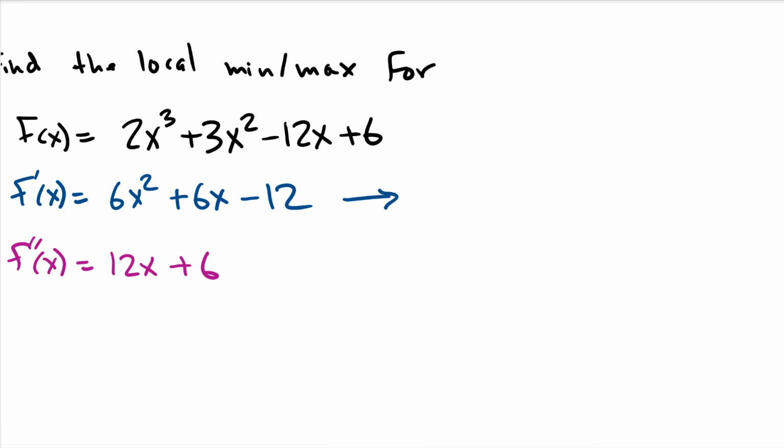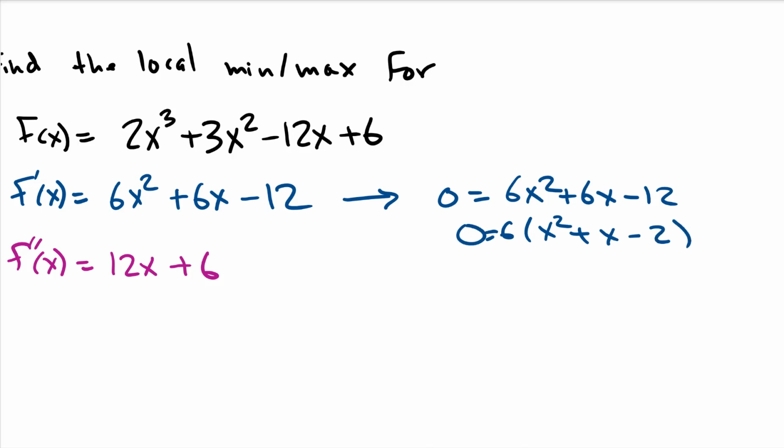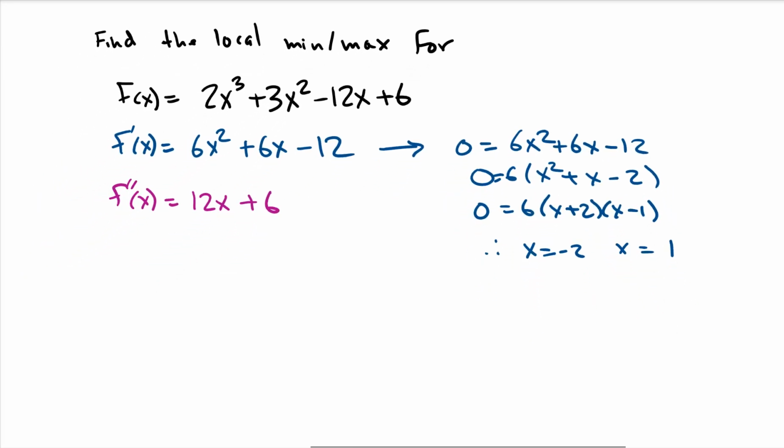We take this and we set it equal to 0. We can factor out that 6, and that leaves us with x squared plus x minus 2. And this becomes 6 times x plus 2 times x minus 1 set equal to 0. Therefore, x is equal to negative 2, or x is equal to 1. That 6, of course, does not mean anything for us. Now, if we want to know if they're local mins or local maxes, we just take them and plug them into f double prime.